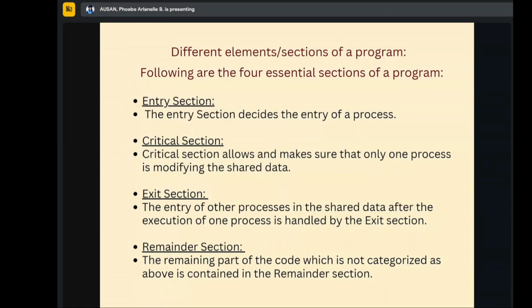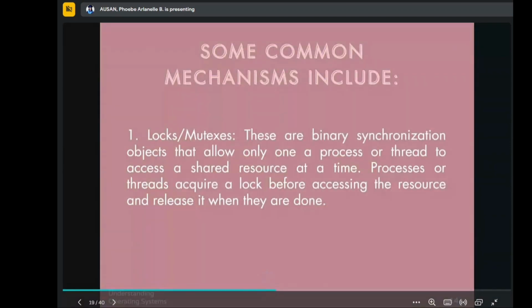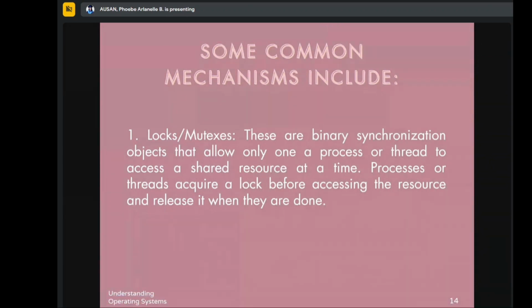Next are some common mechanisms. Locks are also called mutexes. These are binary synchronization objects that allow only one process or thread to access a shared resource at the same time. Processes or threads acquire a lock before accessing the resource, and the lock is released after execution.